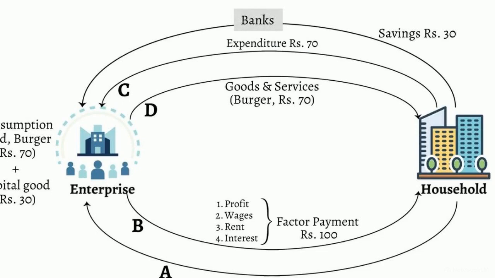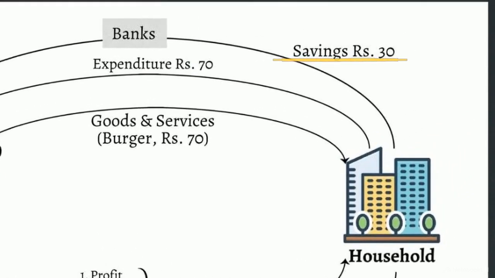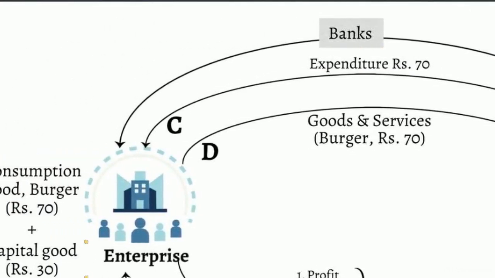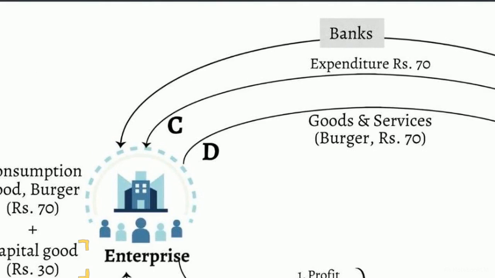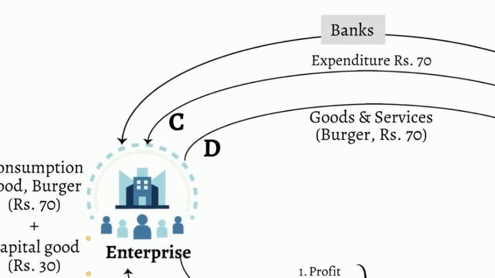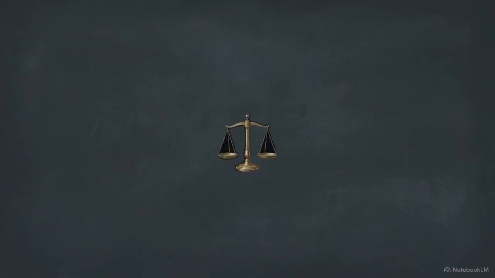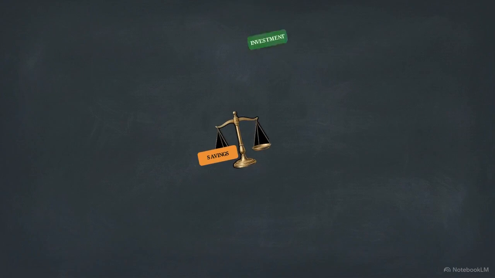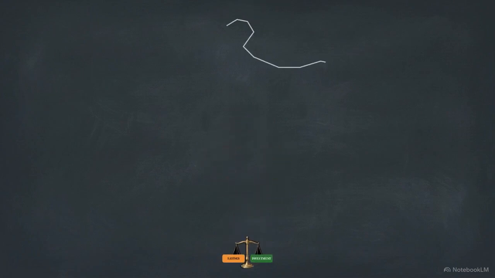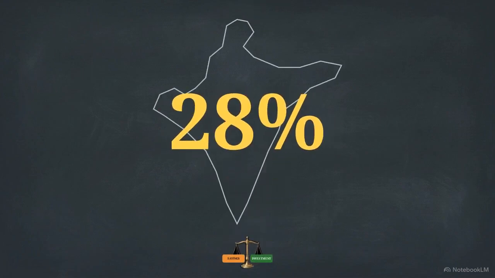In case 2, the household consumes only 70 rupees and saves 30 in a bank. The bank routes that 30 rupees as credit back to the enterprise, allowing it to produce a 30 rupee capital good, like a new machine, which increases capacity. This proves that savings equals investment. India's current savings rate of roughly 28% provides the funding required to expand its future GDP.